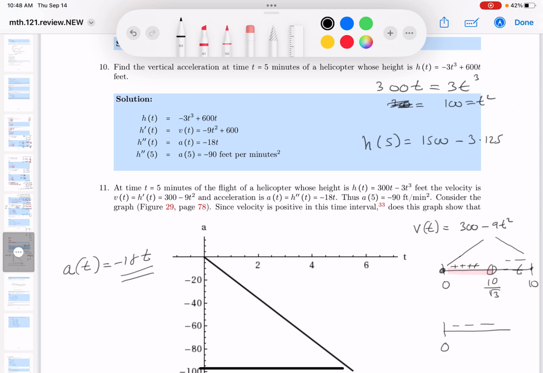If this is true, by the way, what's its speed at 10? Let's see what happens when this thing hits the ground. It's going to be 300 minus, it's going down, and that's going to be a disaster. It's going to be 9 times 100. So its speed when it hits the ground, it's going to be a colossal damage. It's 300 minus 900. So it's going to be minus 600.